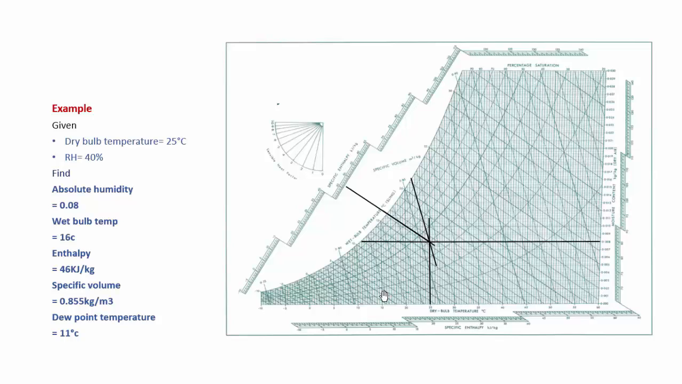So as you can see, if you have only two data points, in this case dry bulb temperature and relative humidity, you can find the other data just by drawing some basic lines on the psychrometric chart.